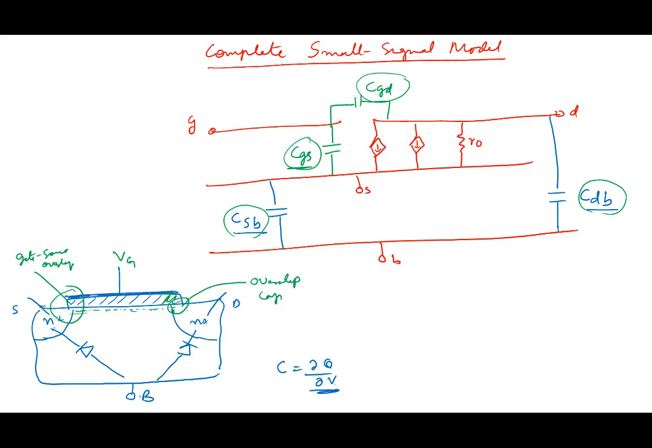It's not easy to see, but there may be a capacitance between gate and body also, and sometimes people include that also. There's a gate and body capacitance, CGB.